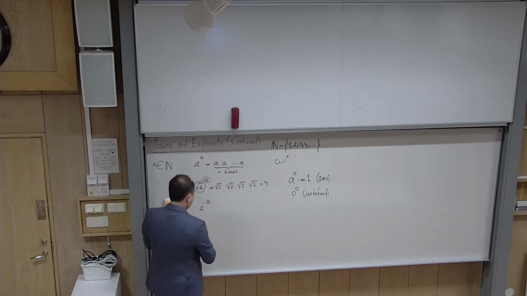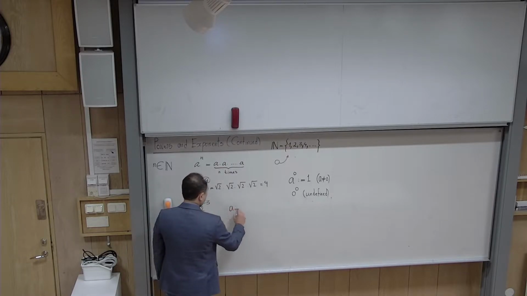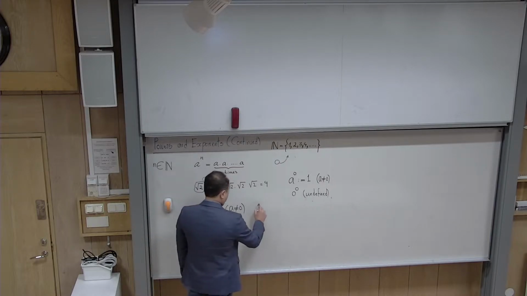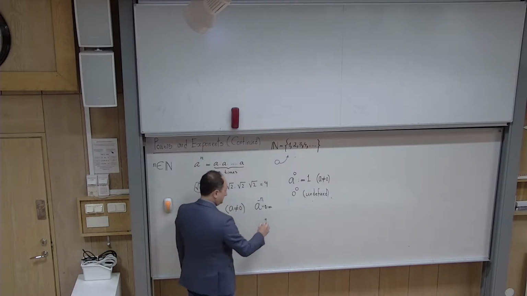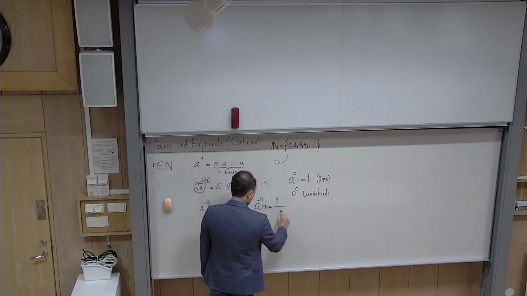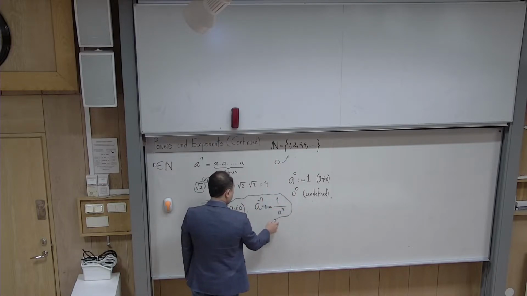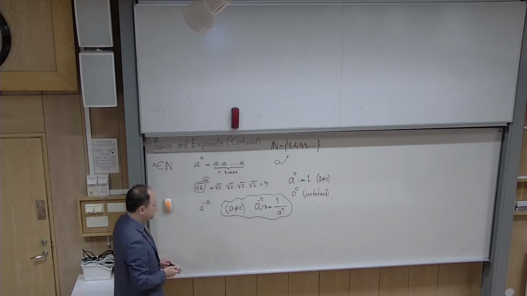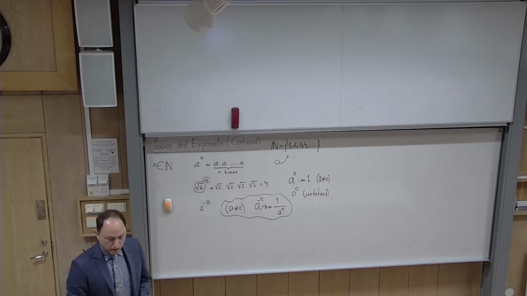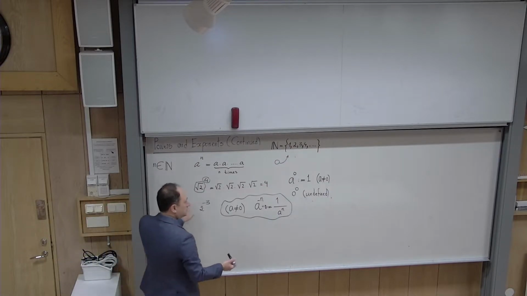So I told you that if a is not equal to 0, then a to the power minus n is indeed defined. But let me just take it again. The colon-equals sign means that by definition it is 1 over a to the power n. So when I ask you to remember this, that's an important formula. This is the definition. So I'm just reviewing things, recapping things.